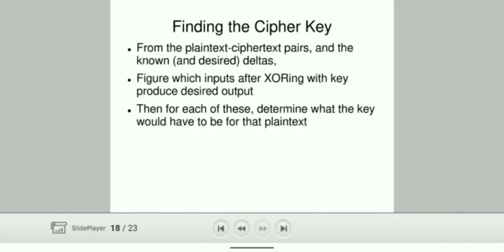Finding the cipher key. From the plaintext-ciphertext pairs and the known figure, find which inputs, after XORing with the key, produce the desired output. Then for each of these, determine what the key would have to be for that plaintext.